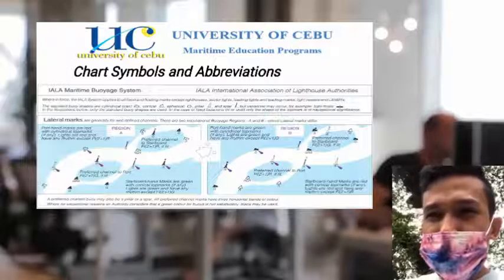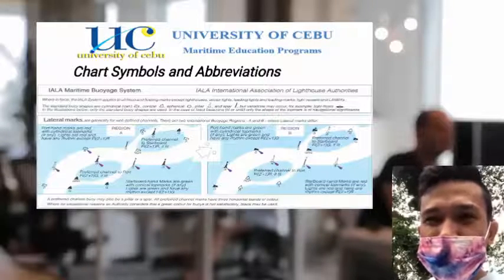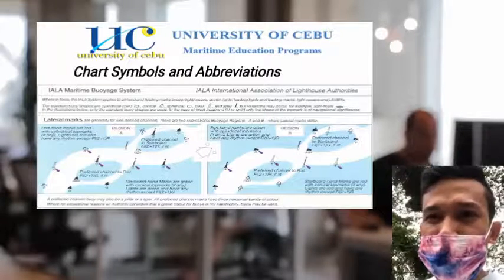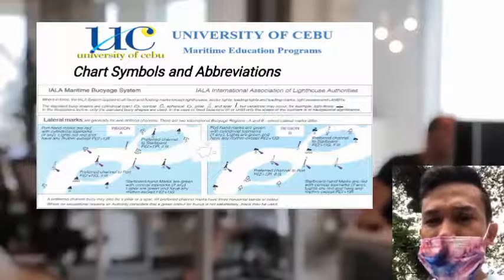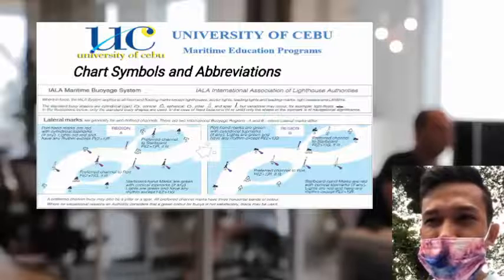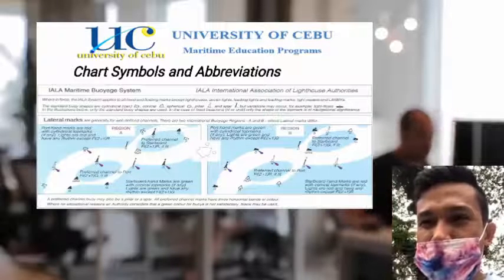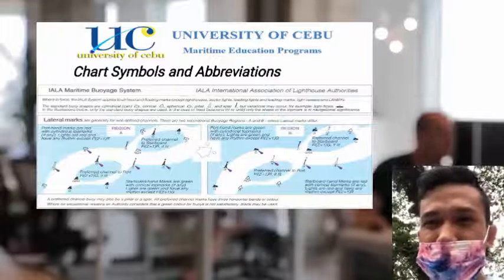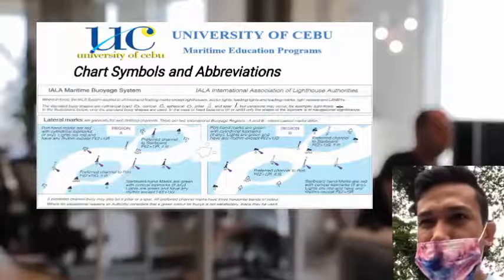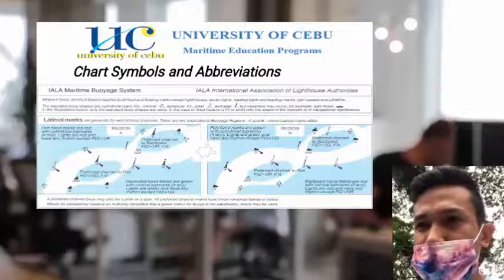So that's for region A, and for region B, the colors are opposite. So if the buoy of region A is color green, then for region B, it must be color red. So they are opposite. It is also called RGR, so red, green, red buoys. That one is the striped kind of buoy. They are symbols in our chart. You can see them in our chart.